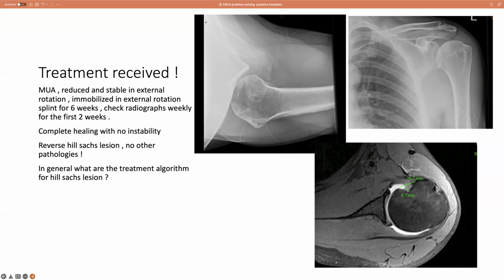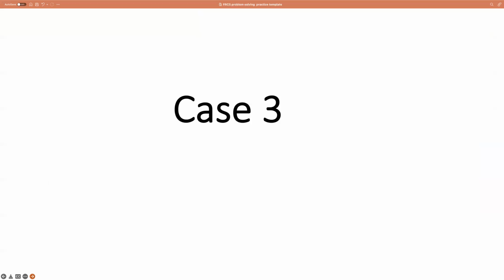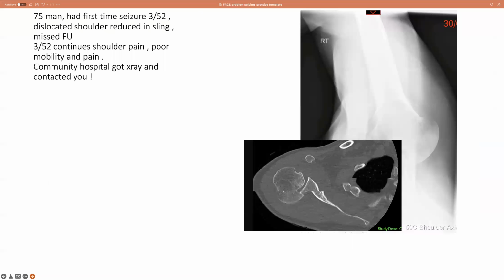In general, what are the treatment options for symptomatic Hill-Sachs lesion? Case 3. A 75 years old man, had a seizure 3 weeks ago. He dislocated his shoulder and was reduced and put in a sling. He missed his follow-up in another hospital. While in the rehabilitation phase 3 weeks ago, he continues to have shoulder pain with poor mobility. Community hospital got an X-ray and contacted you.